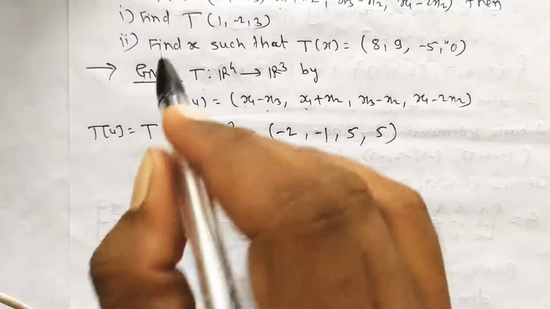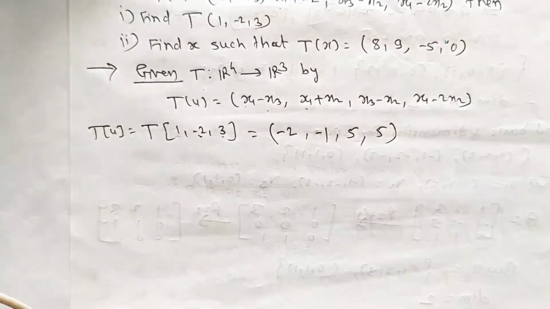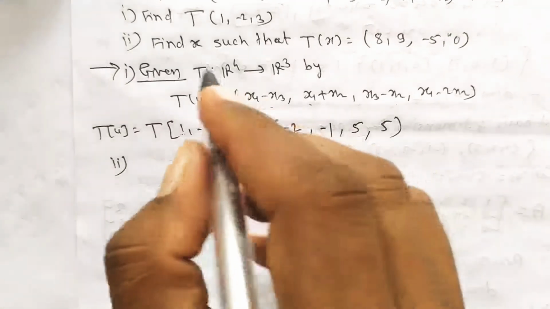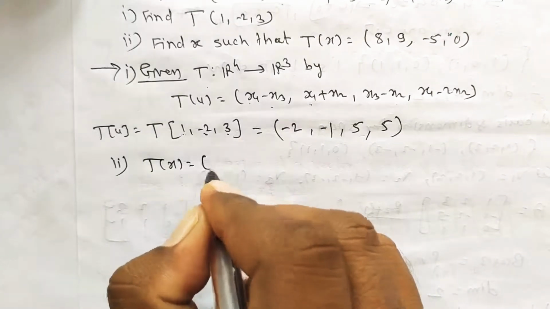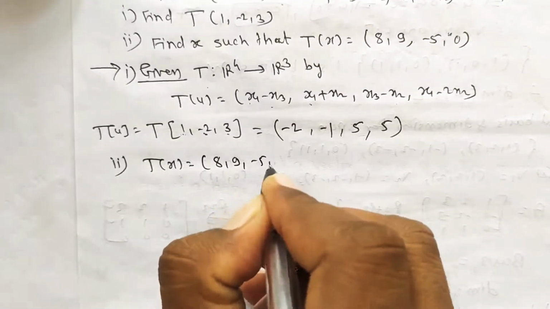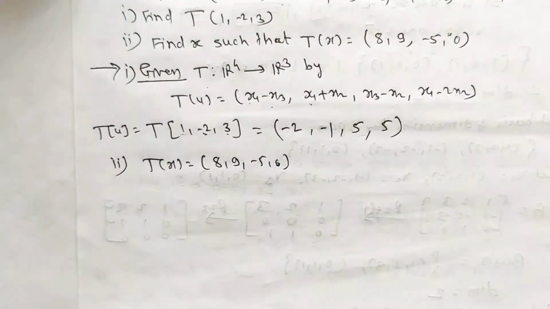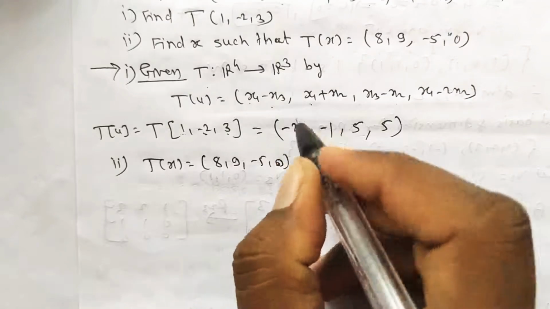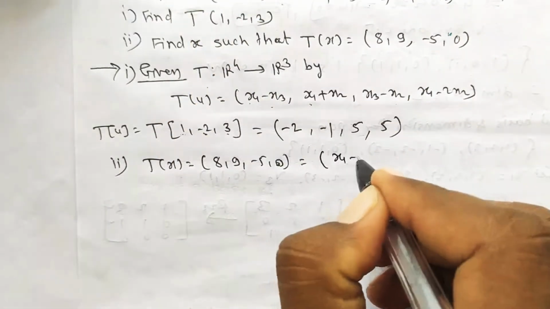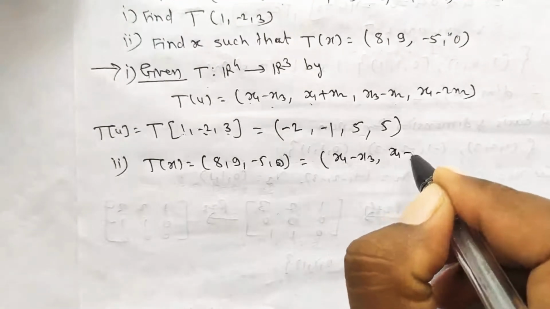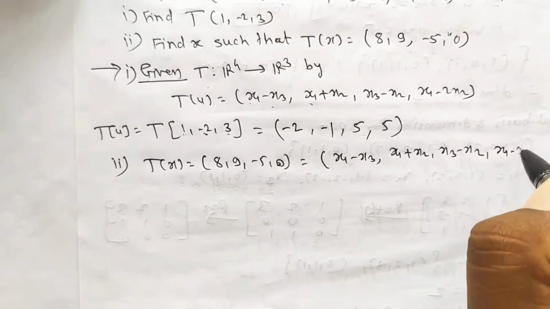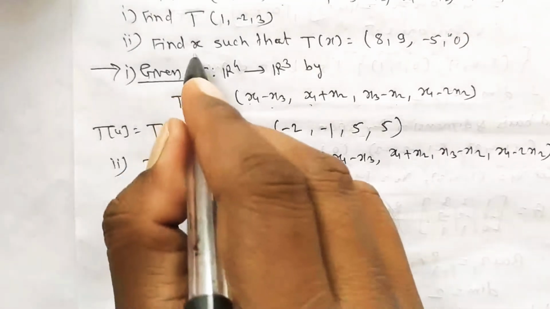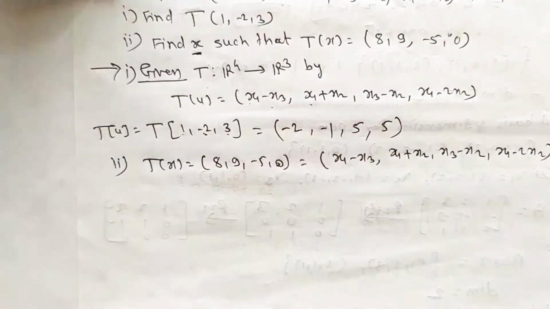The second one is we have to find x such that T of x equal to (8, 9, minus 5, 0). So we have to find x here. In the problem, T of x is given as (8, 9, minus 5, 0). But what is T of x? T of x is defined as (x1 minus x3, x1 plus x2, x3 minus x2, x1 minus 2x2). So we have to find x, meaning simply we have to find the values of x1, x2 and x3.